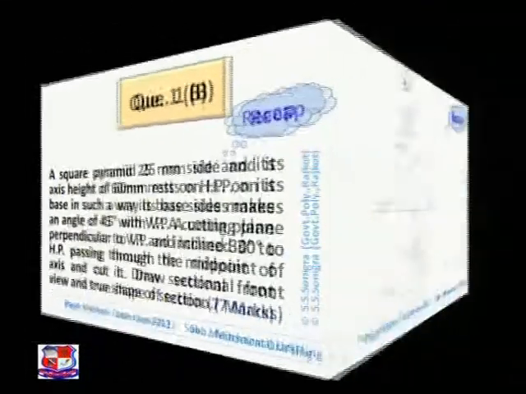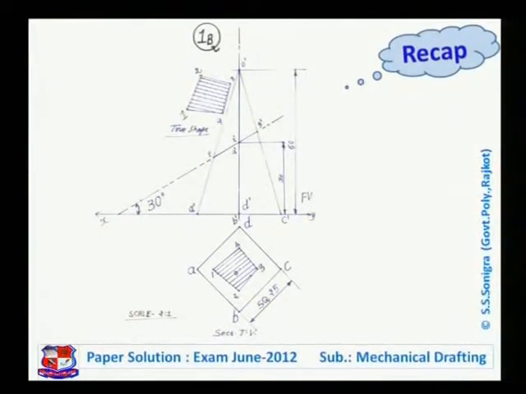Now we discuss question number 1B. The solution of question number 1B is like this. A square pyramid is given. It is cut by a cutting plane which makes an angle of 30 degrees with the XY line, and it cuts the axis at a height of 30 mm from the base, that is, it bisects its axis. Hence its solution would appear like this.